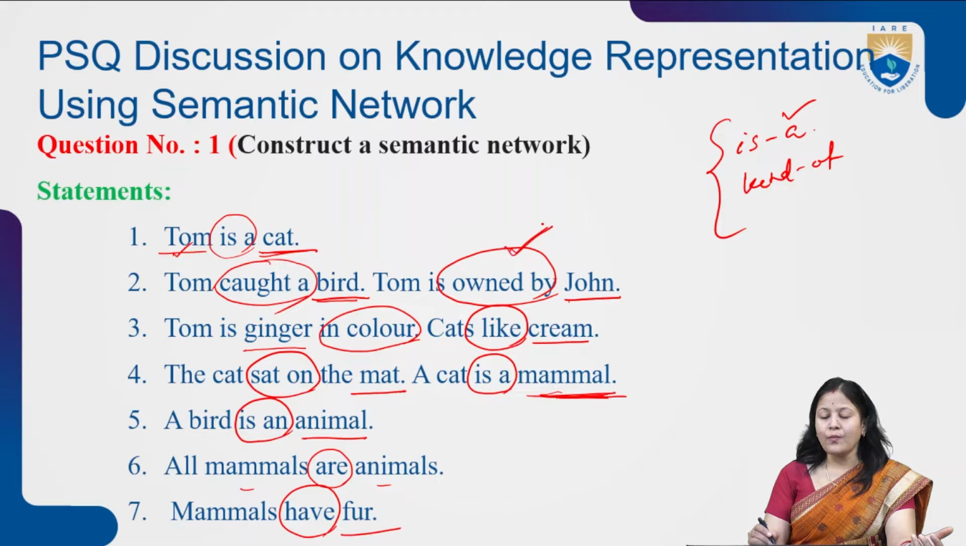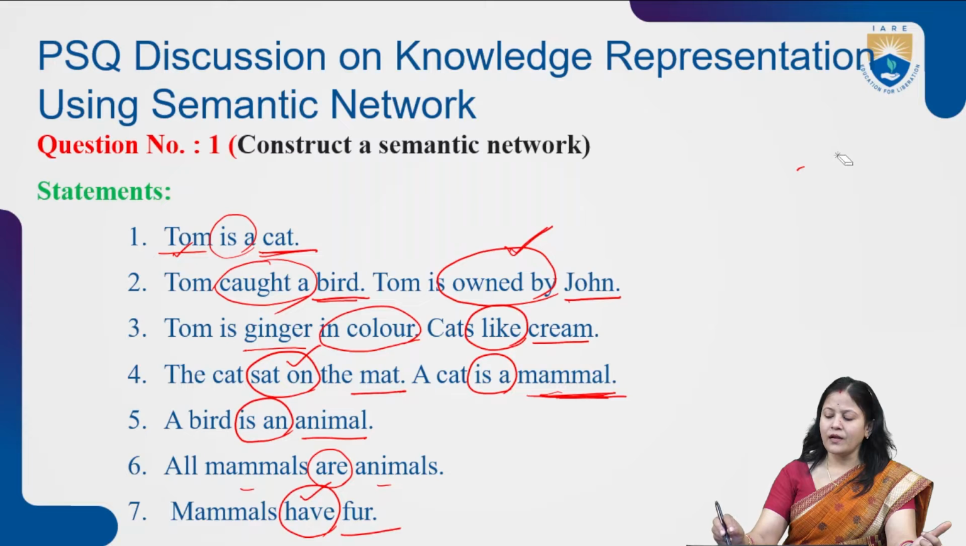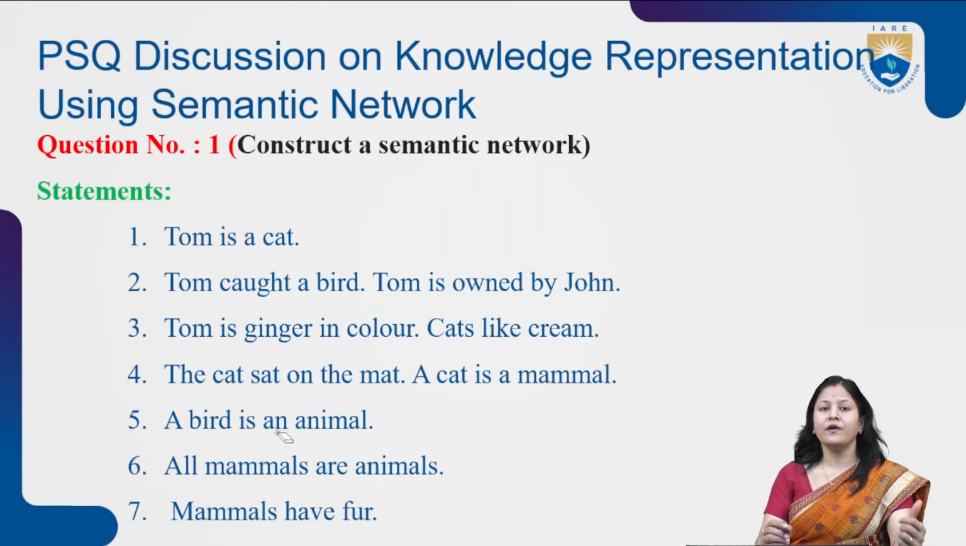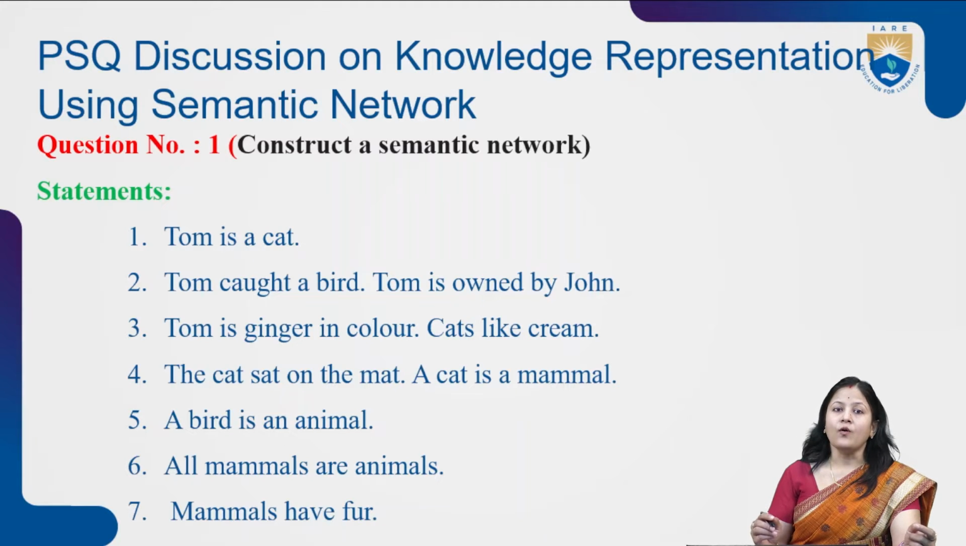So is owned by is one of the relations between Tom and John. Even sat on is also one type of relation. It's not related to is a and kind of. If it is satisfying is a or kind of, then you can mention it, or else if anything is given, we can write it as a label. Even have also we can write. So this is the way we can construct a semantic network. Now let me construct the semantic network so that you can understand. So for the first time, as we have seen in the first statement, Tom is a cat.